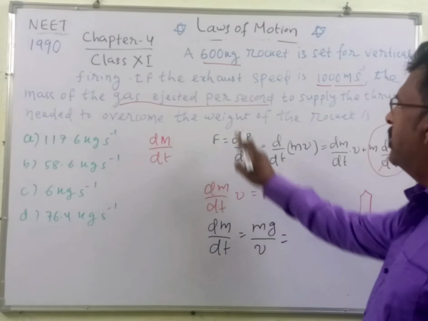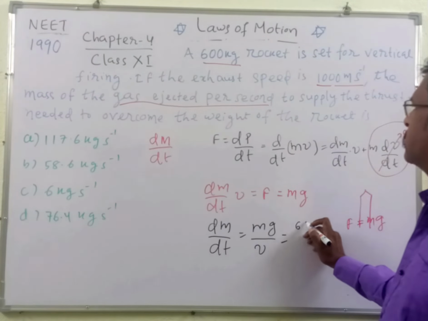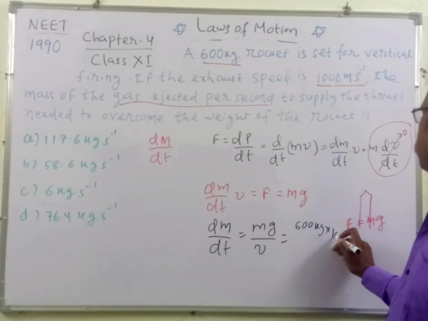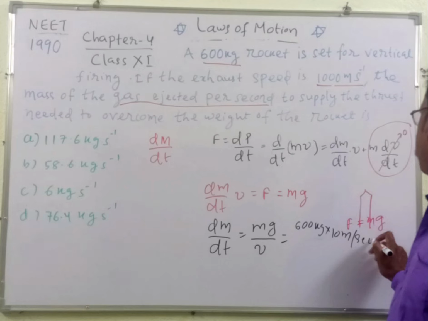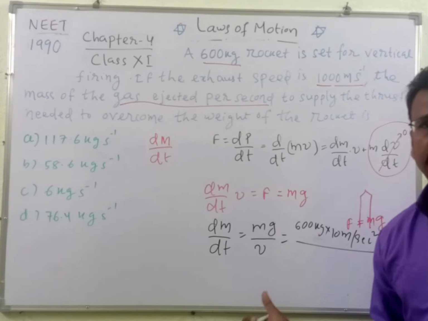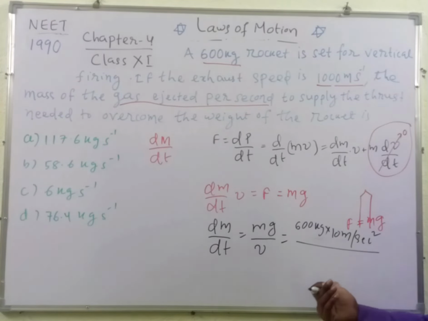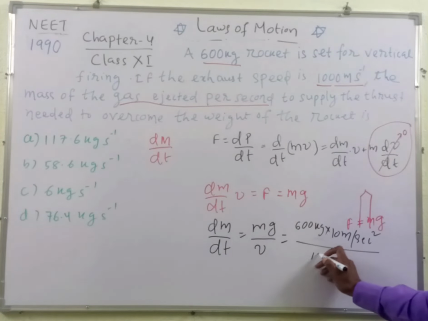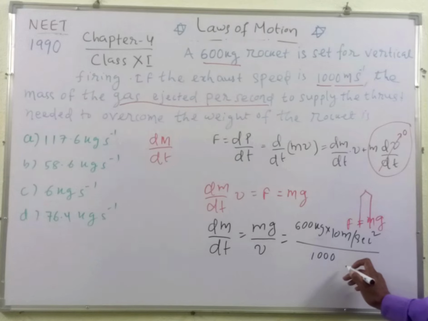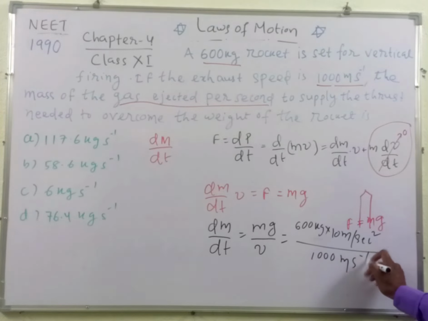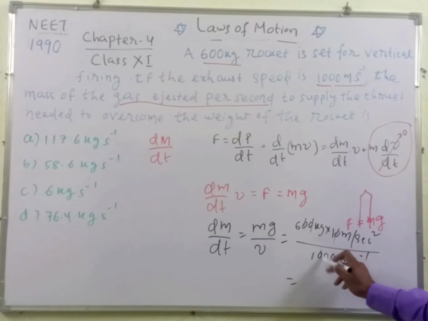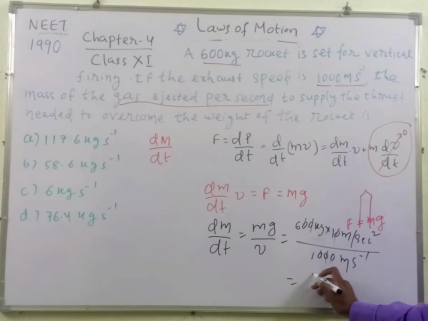And what is m? m is given, 600 kg, into, what is g? g we know, 10 meter per second square. For calculations, we take this as roughly 10 meter per second square, student. And what is the speed? Speed of the gas ejected is 1000 meter per second. So, student, the zeros cancel, and this becomes 6 kg per second.